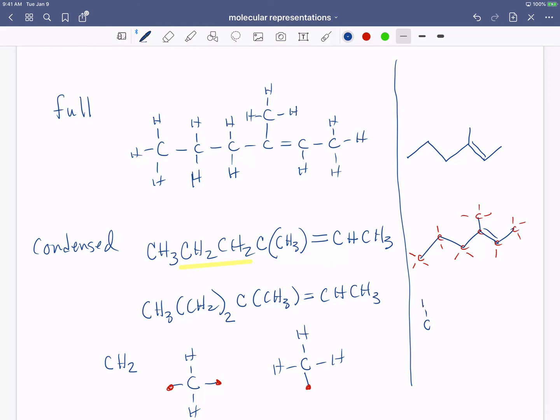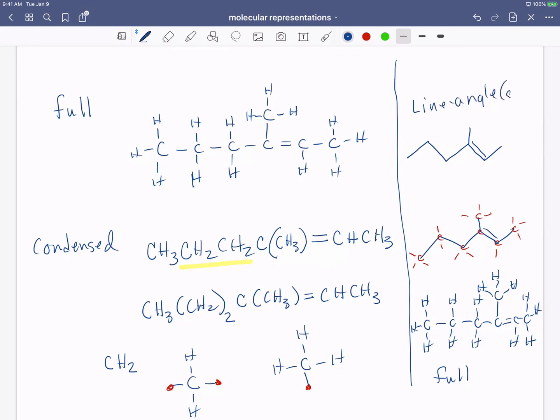So I'm going to have C, H, H, H, C, H, H, C, H, H, C with the branch and its H's. It's getting a little messy, my apologies. And then finally the last 3 H's. And so that's how you can reconstruct the full structure from the line angle, also known as skeletal structure.